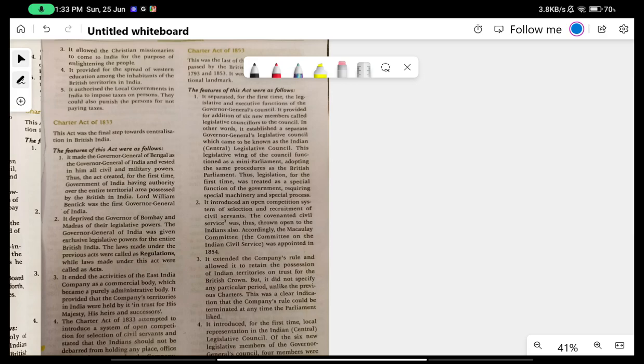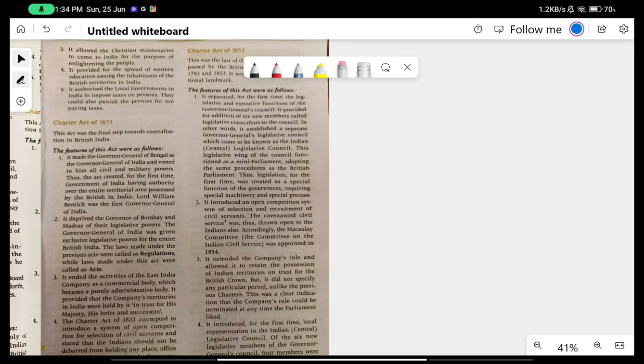Civil services were divided into two parts. At that time, civil services had two parts, which were coordinated civil services and uncoordinated civil services. Coordinated civil services consisted of British civil servants occupying higher posts in the government. The uncoordinated civil services were introduced to facilitate the entry of Indians at the lower rung of the administration. So coordinated means higher civil services, and uncoordinated basically means lower civil services. And higher civil services were only for Britishers, and lower civil services were open for Indians.